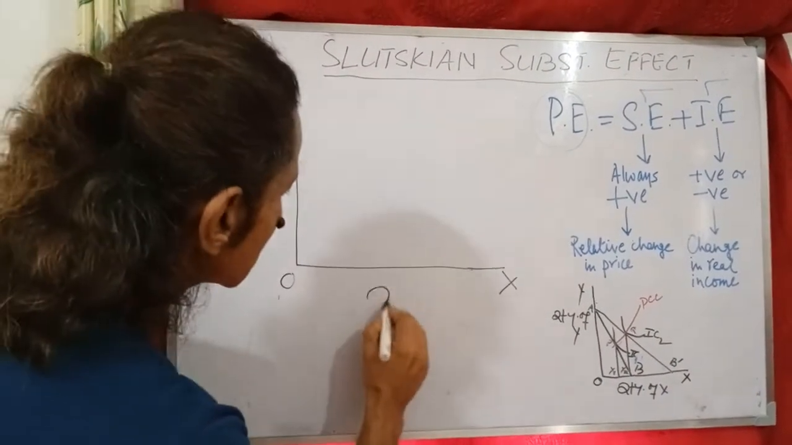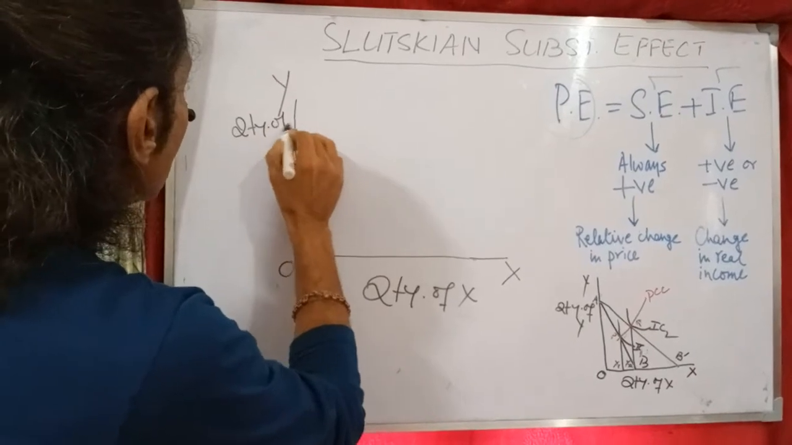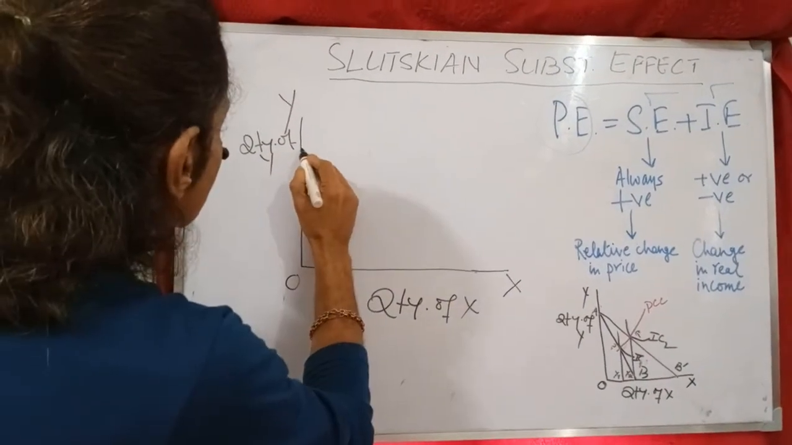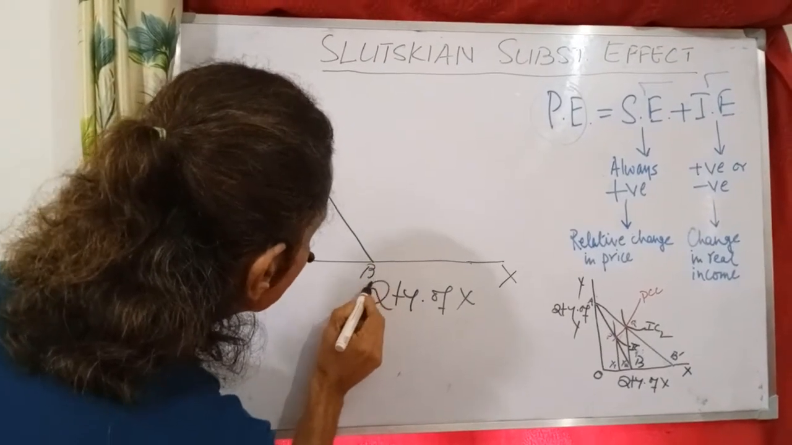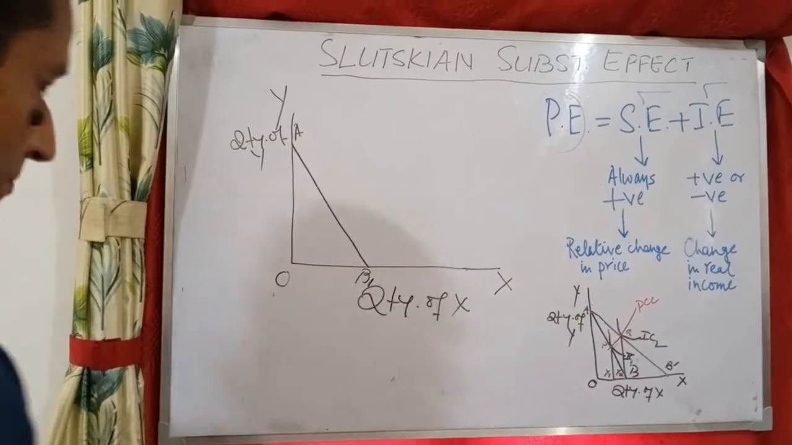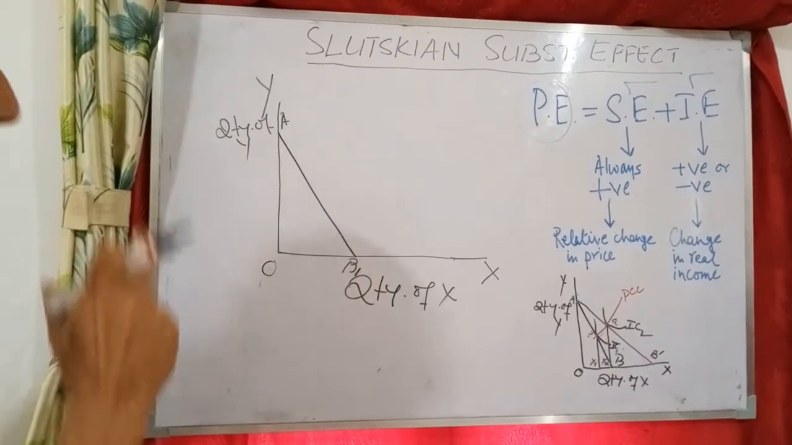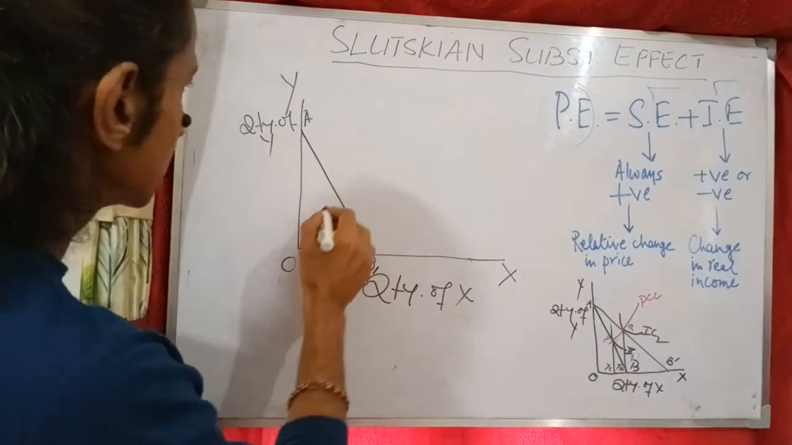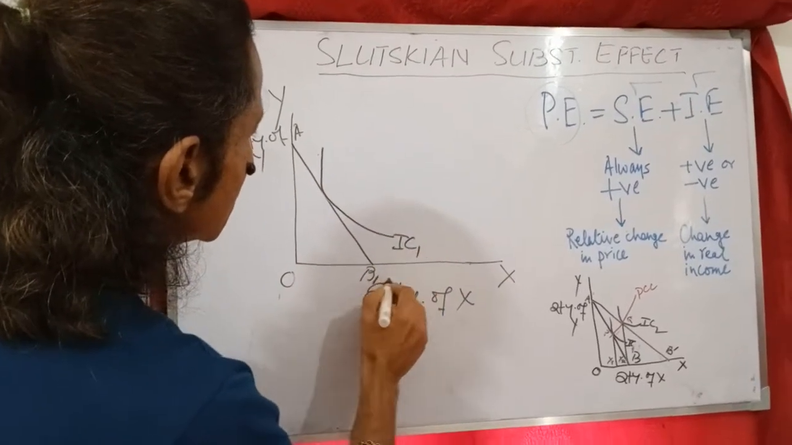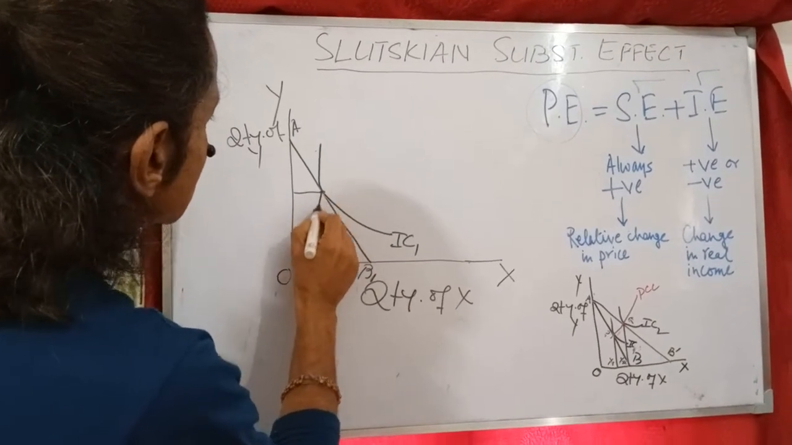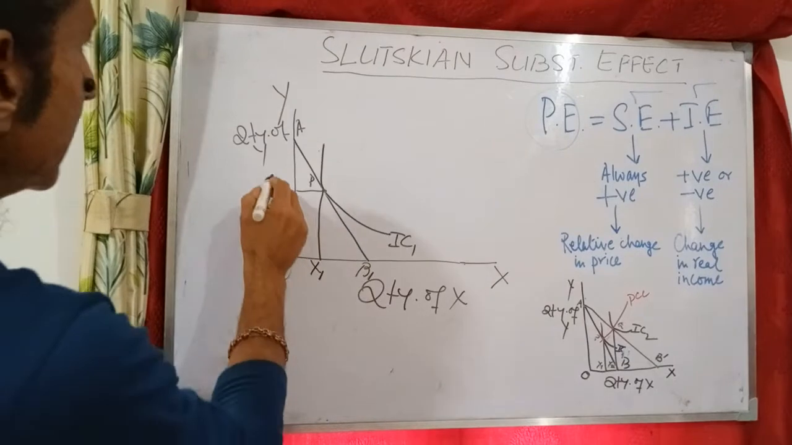On the x-axis we measure quantity of X and on the y-axis we measure quantity of Y. Now suppose AB1 is the initial budget line. This budget line is drawn on the basis of prices of X and Y and money income of the consumer. And with this budget line, the consumer is in equilibrium at this point. Say this is point P. So the consumer is consuming OX1 units of X and OY1 units of Y.